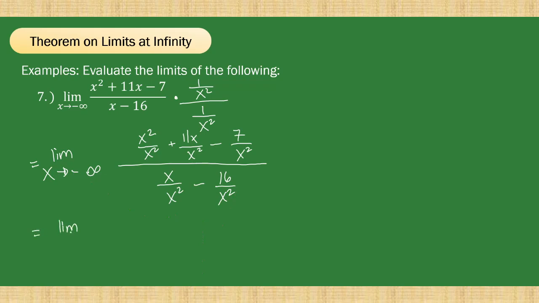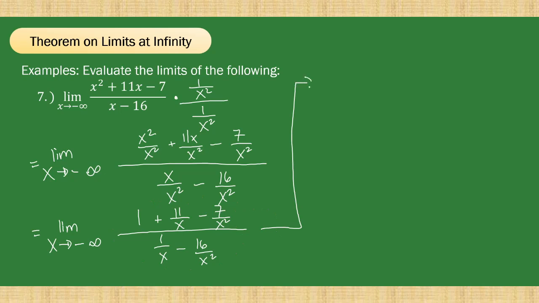Simplify muna natin para mas maging klaro yung bawat terms. So this will just be 1. And then, ito na second term ay magiging 11 over x na lang minus 7 over x squared. As for the denominator, meron na lang tayong 1 over x minus 16 over x squared. Again, sinimplify natin siya using the laws of exponents. Pwede na natin kuhanan directly ng mga limits.